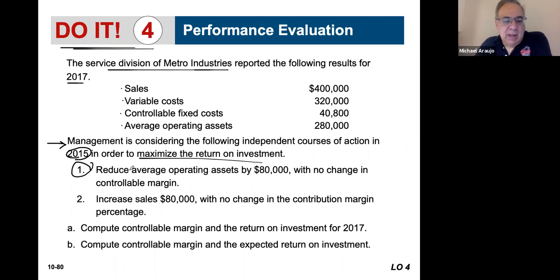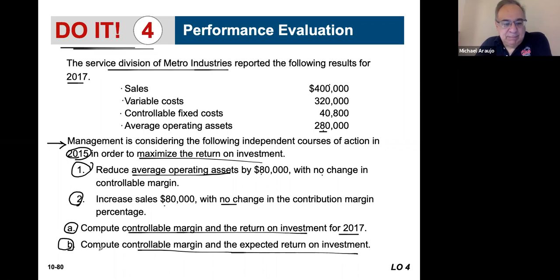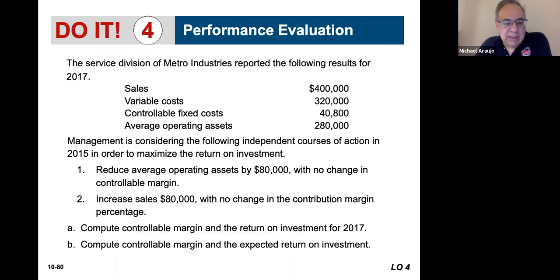One, they want to reduce average operating assets by 80,000, with no change in the controllable margin. Or two, increase sales by 80,000, again with no change in the contribution margin percentage. So the first thing we need to do, A, compute the controllable margin and the return on investment if that happened. And B, compute the controllable margin and expected return on investment. So let's find out.